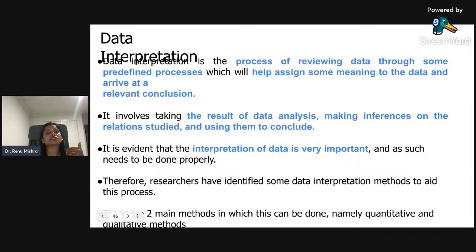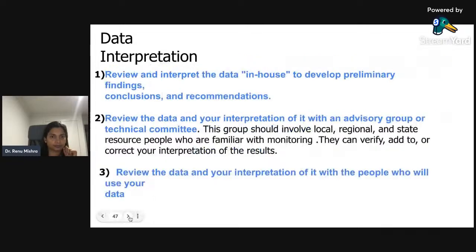What conclusions should our data lead to? You will get to know this from data interpretation, what your results are. Researchers understand, supervisors understand, but what we should understand is, okay, that we do through data interpretation.